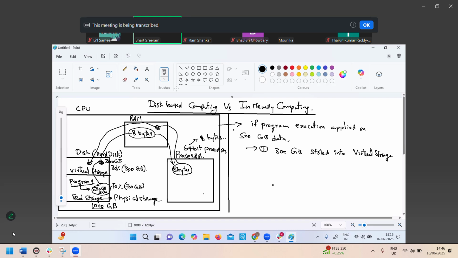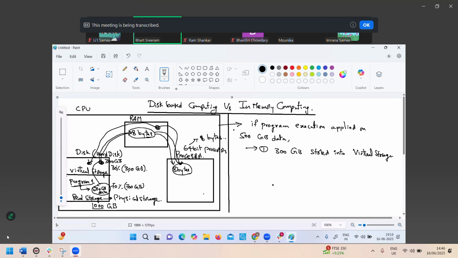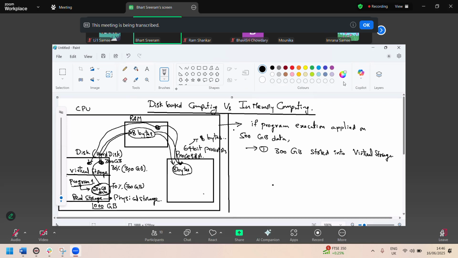Again, that is sent back to virtual storage. Then next, the second 8 bytes will be released. Again, that is passed to the processor. In this way, 8 bytes, 8 bytes, 8 bytes, the data cycling is happening. After the cycling, disk to real storage to virtual storage to RAM, RAM to processor. Again, processor data is sent back to RAM, again RAM to virtual storage. Again, the next 8 bytes will be released. So there are many cycles here.